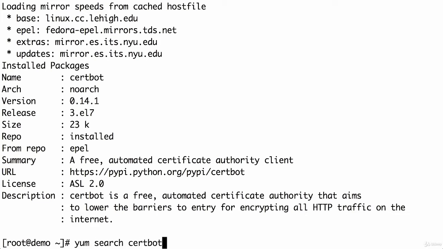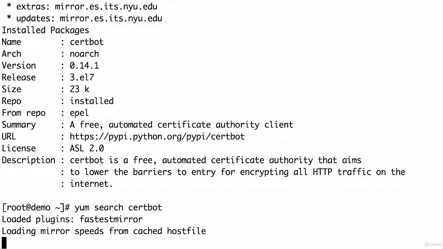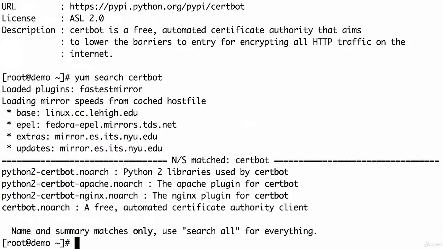Let's go back up a couple of commands here and do a search for certbot, and let's see if we can spot the Apache plugin. And sure enough, we can see it there, the Apache plugin for certbot. So I'm just going to copy this and install it. yum install -y and then that package name.